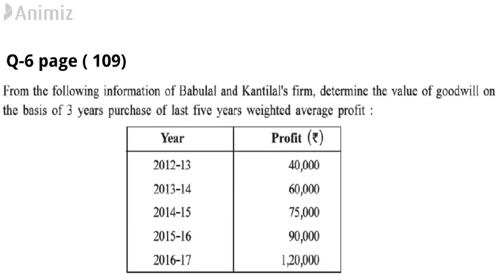The next question which we will solve is question number 6 on page number 109. Question says, from the following information of Babulal and Kantilal's firm, determine value of goodwill on the basis of 3 years purchase of last 5 years weighted average profit. Before moving towards the solution, I would like to request all those students who have gone through the previous two sums in proper manner, please pause the video and solve the sum by yourself. If you have studied the previous two sums in proper manner, then you will be definitely able to solve this sum. And for those who are having still some confusion, let's move towards the solution of the question.